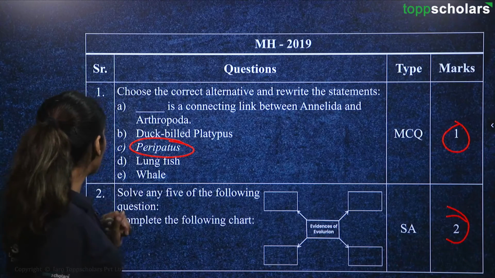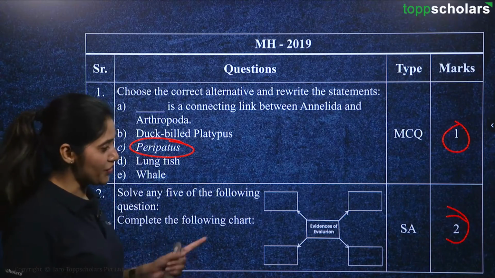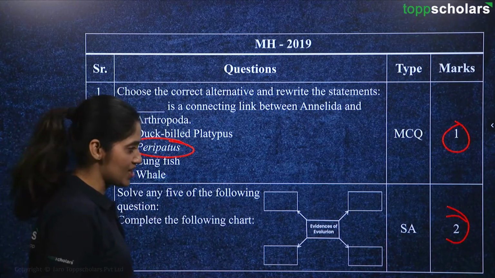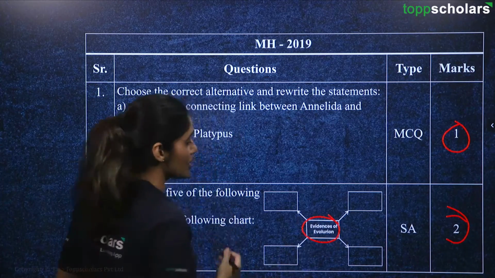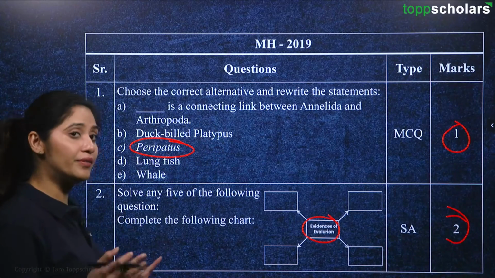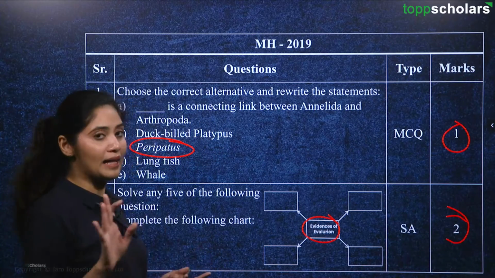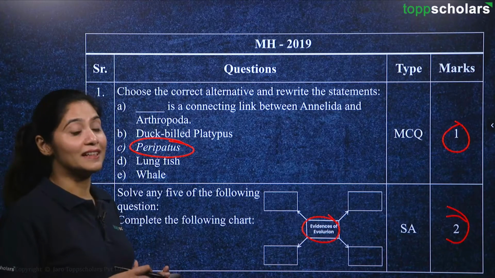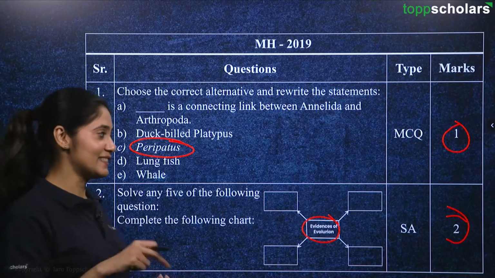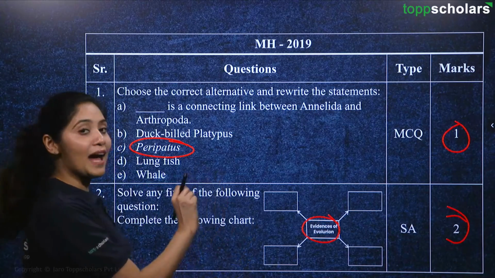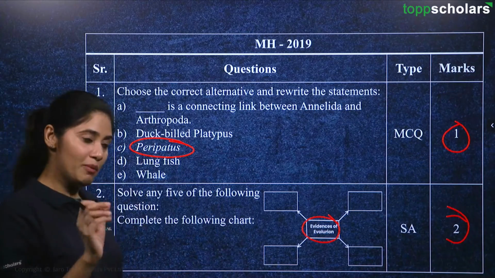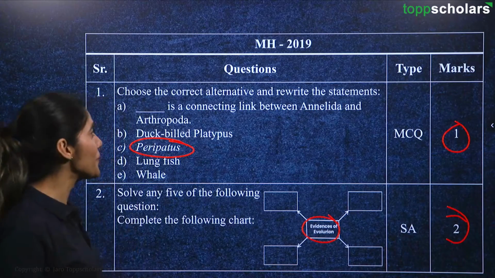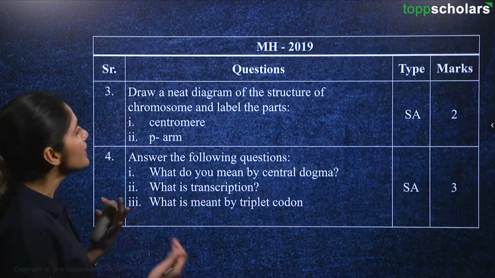Now let's move on to the second question, which is of 2 marks. Solve any 5 of the following questions. Complete the following chart. So we have evidences of evolution. We know there are 4 types of evidences of evolution. I'll give you one hint: it's anatomical, then morphological, then what else? Let's discuss that later. We have parked this question right now. You think about it, fill this up, and we will see if you are able to crack it or not. Now let's move on to the next.